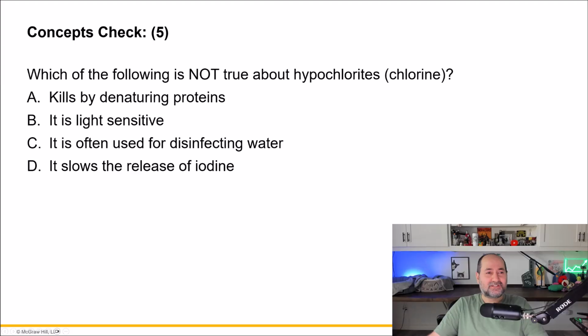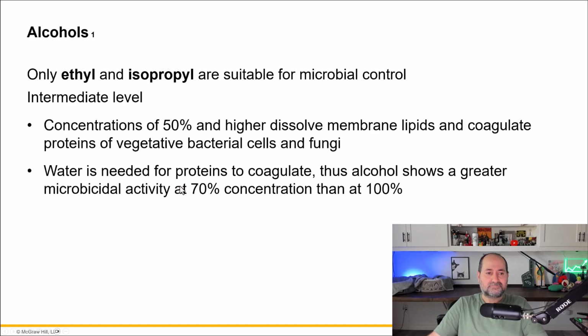Concept check number 5 time. Which of the following is not true about hypochlorites or chlorine? Kills by denaturing proteins. Yes, it does. It is light sensitive. Yep. It is often used for disinfecting water. Correct. It slows the release of iodine. That one it does not do.